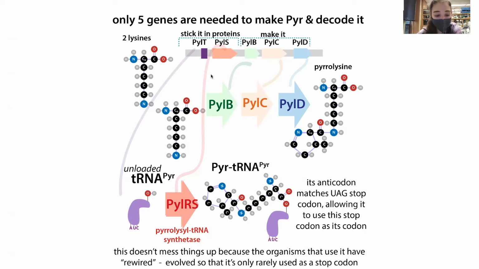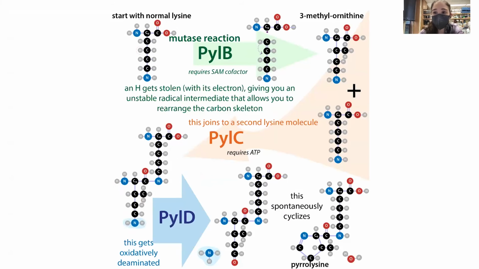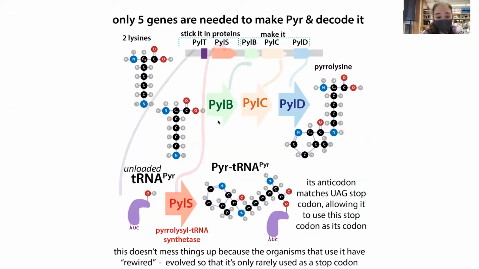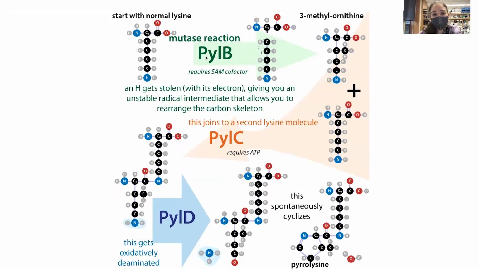So let's just look at this in a little more detail. Making pyrrolysine involves these three genes for these three enzymes. Pyrrolysine is made from lysine. Basically it's made from two lysines that form pyrrolysine. And how this works is that this PylB is a mutase. So it's going to change the structural arrangement of this first lysine. It's just going to change how things are linked up.